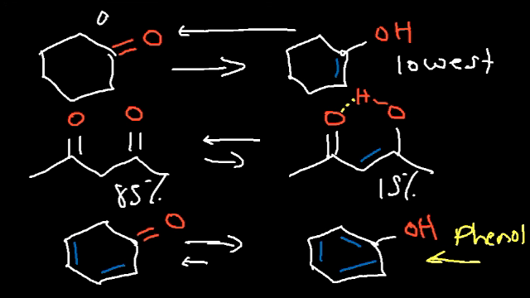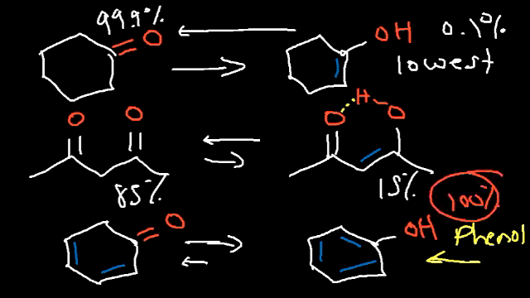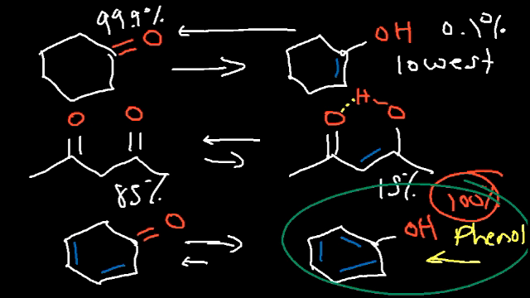And for this one, it's like 99.9% in the ketone form and maybe 0.1% in the enol form. And in the case of phenol, almost 100% is in this form because it's aromatic. So this is the one with the highest percentage of the enol tautomer.